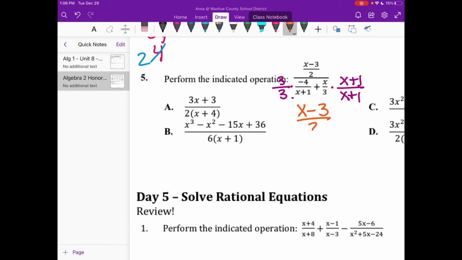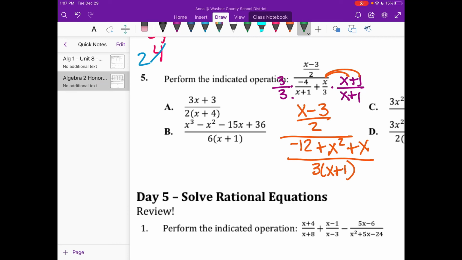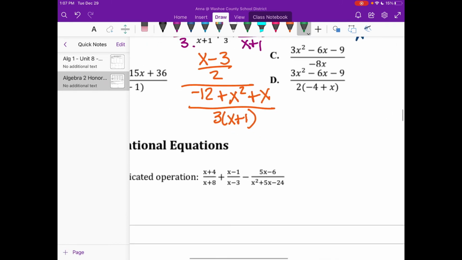Okay. All right. So first, the top is totally fine. So you still have x minus 3 over 2. On the bottom, 3 times negative 4 is negative 12. Plus, you have to be really careful with your x. You do have to distribute it. So you have x squared plus x, all over, we made common denominators, 3 times x plus 1. Notice how I just made it one fraction and skipped showing that they're two fractions and just said, hey, it's one fraction. You can do that. It's okay.